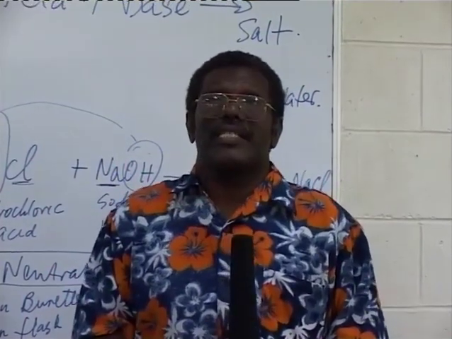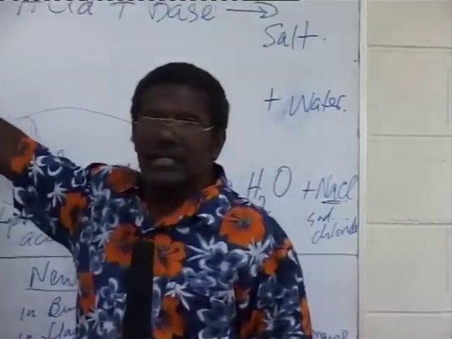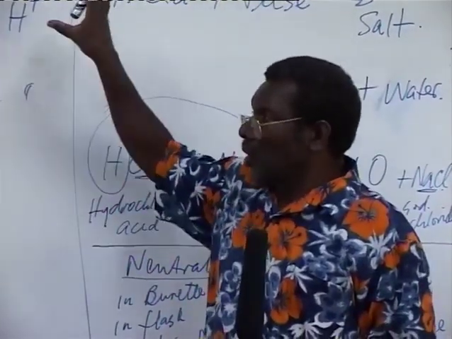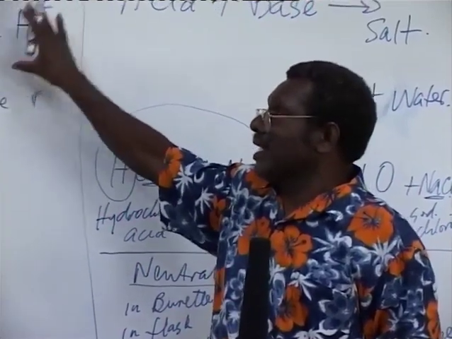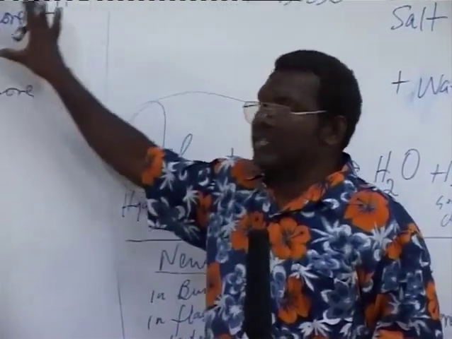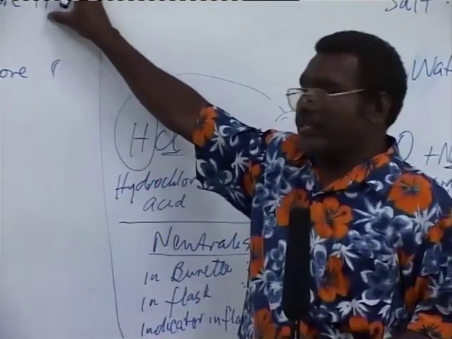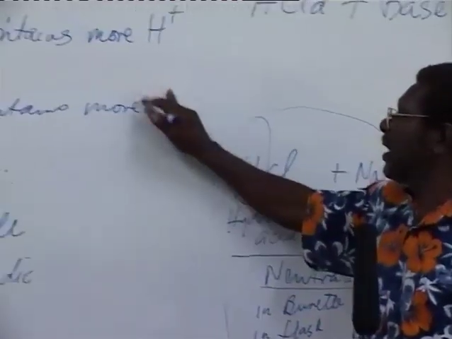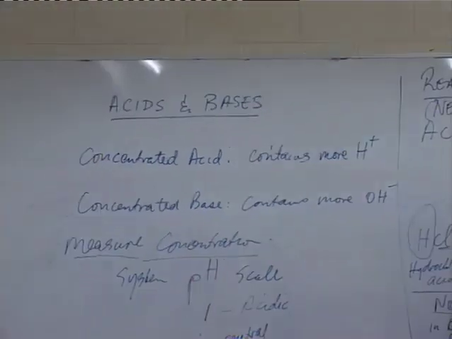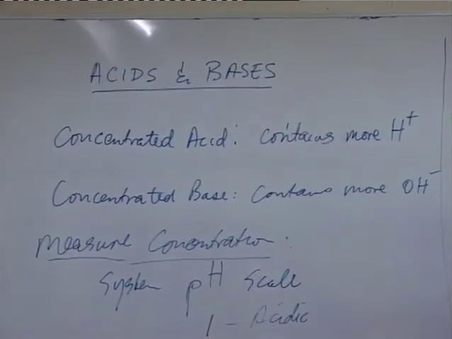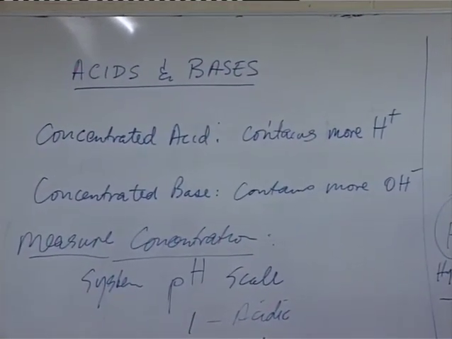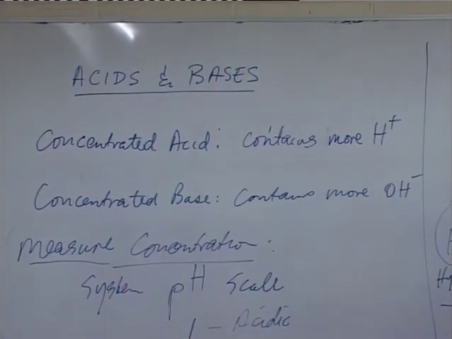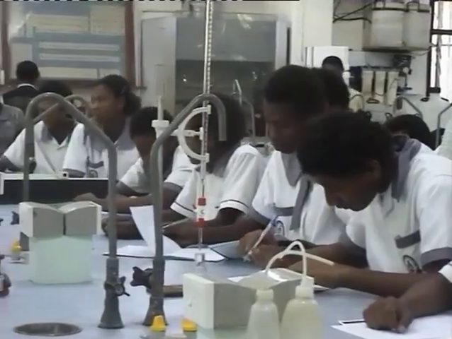Strong acids are those acids that contain more H pluses. Weaker acids are those that contain fewer. More concentrated acids actually contain more H pluses. Less concentrated acid contains less of those H pluses. More concentrated base will contain more of the other type, the basic species, OH minus. And how concentrated an acid or a base is depends on how much of these two species are inside the solution. Thank you very much.